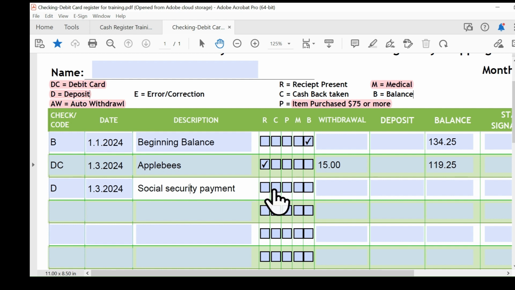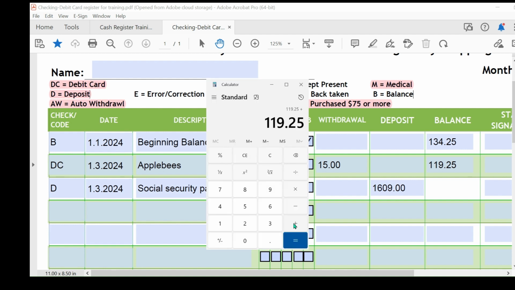We don't need a receipt for that. None of these actually apply because this is a deposit. But we're going to go over here into this deposit column and we're going to make the deposit. So let's say the person got 1609 deposited into their account, and then you're going to come over here. And again, we're going to grab our calculator. And we're going to take the 119.25 and we're going to add, deposit column is add.